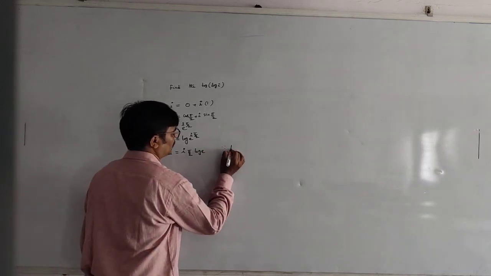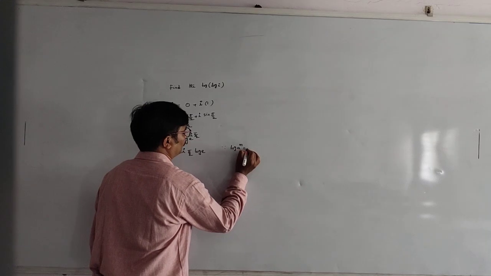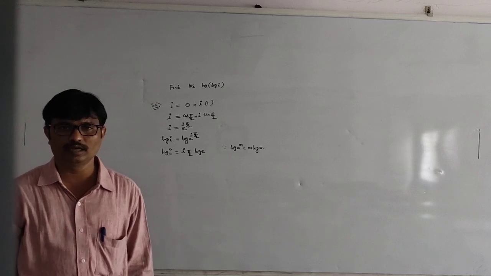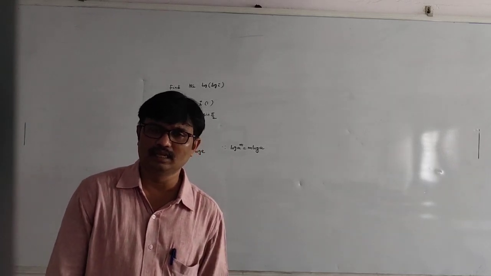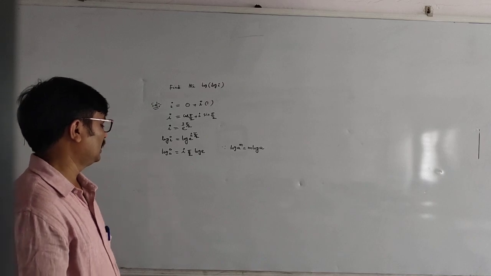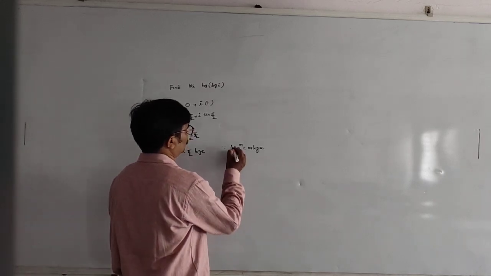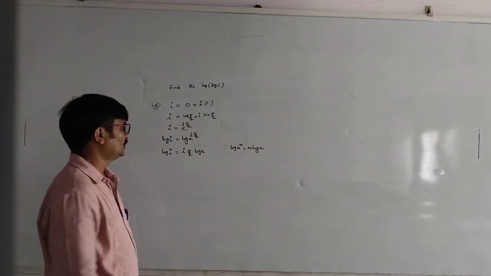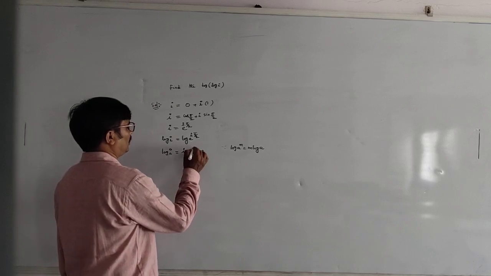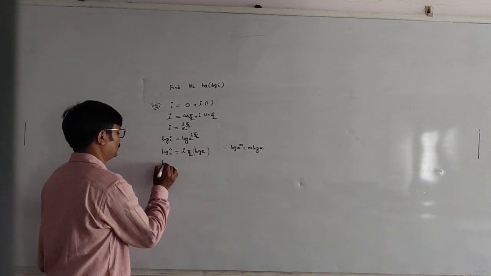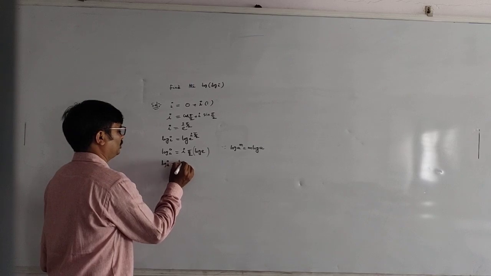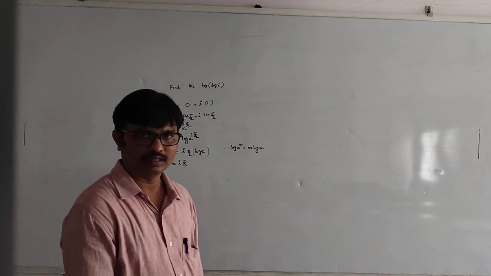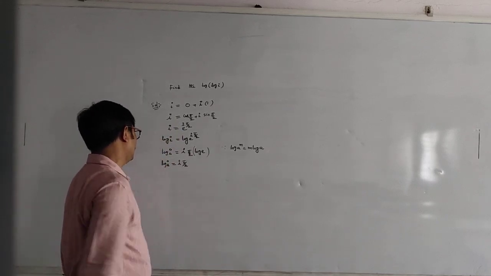We have to know that log of a power m equals m into log a. After that, the value of log e is 1. So log of i equals i pi by 2.